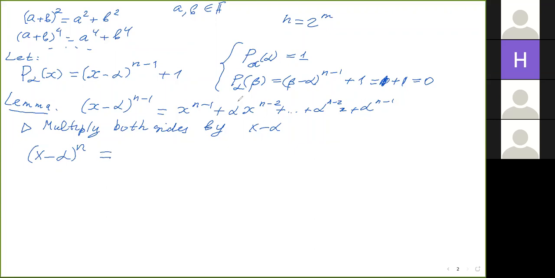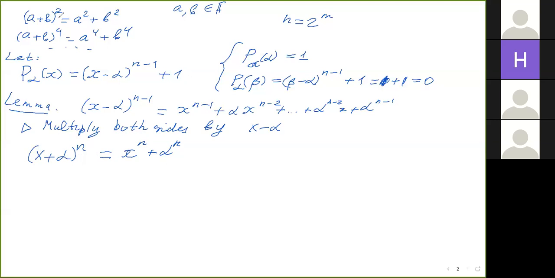The right-hand side, using the well-known formula, boils down to x to the n minus alpha to the n. And so it turns out that this is the same. First of all, minus and plus is the same, so we can just change minus to plus. Maybe it's easy to understand.